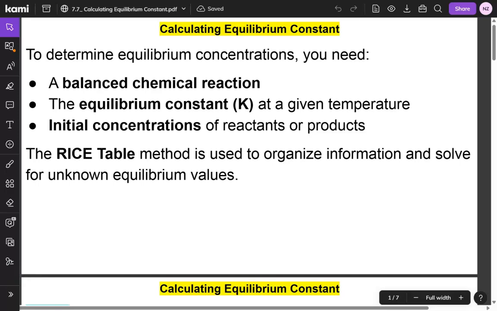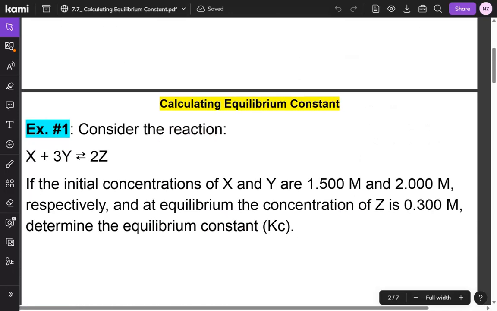In this video, we're going to go through calculating the equilibrium constant. We're going to talk about how to solve for equilibrium concentrations when you have a balanced chemical reaction, you have your equilibrium constant, and then you have initial concentrations. So that's before the reaction has reached equilibrium. And we're going to use the Rice table method to organize the information and to solve for unknown equilibrium values.